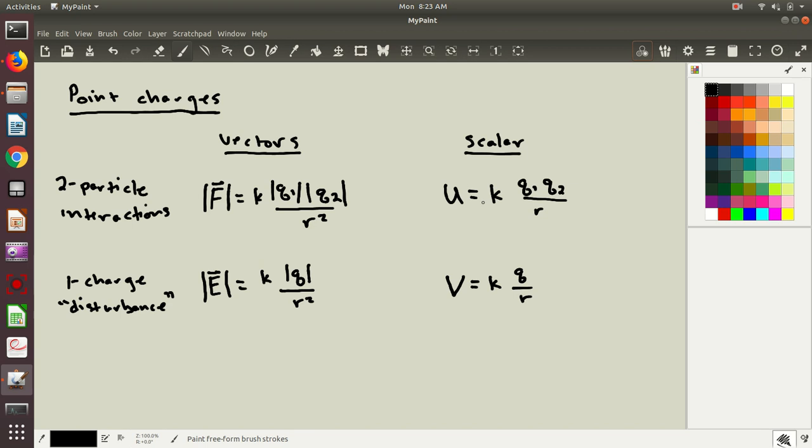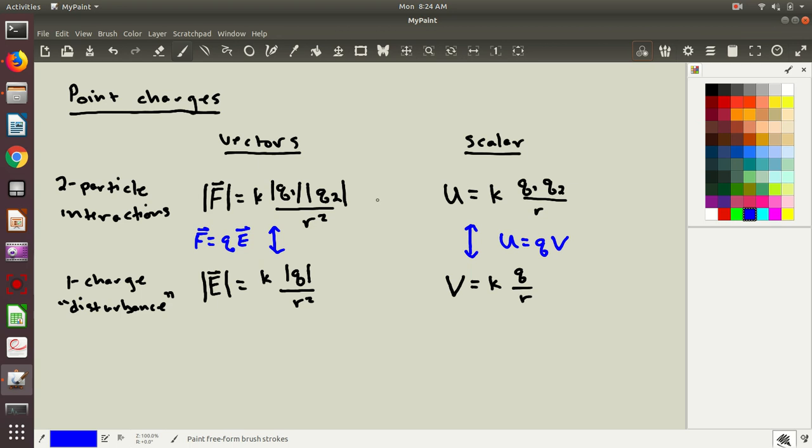To connect these things, we know some relationships between these quantities. Let me use a different color here. Between the force and the electric field, we have the relationship that F equals QE. So that connects these two. And between U and V, we have a very similar relationship. We have U equals QV.